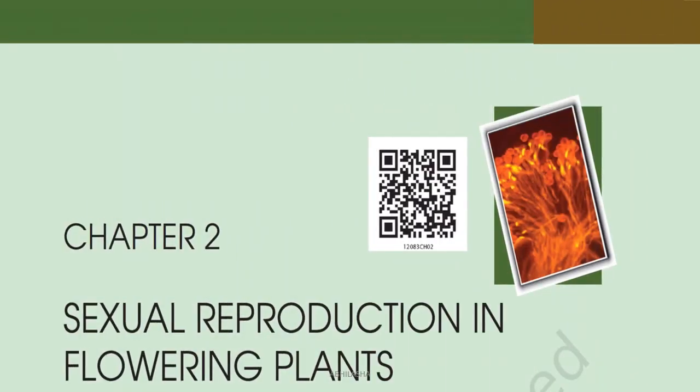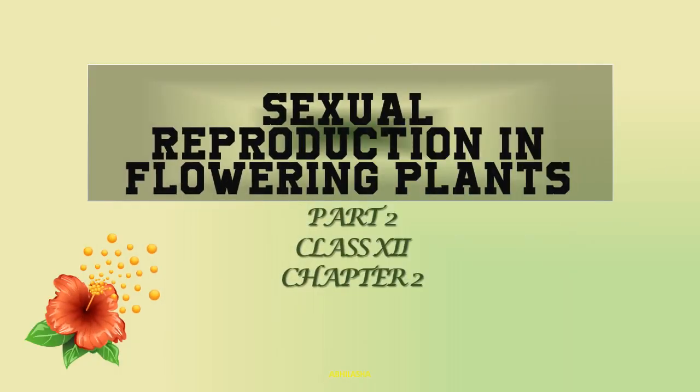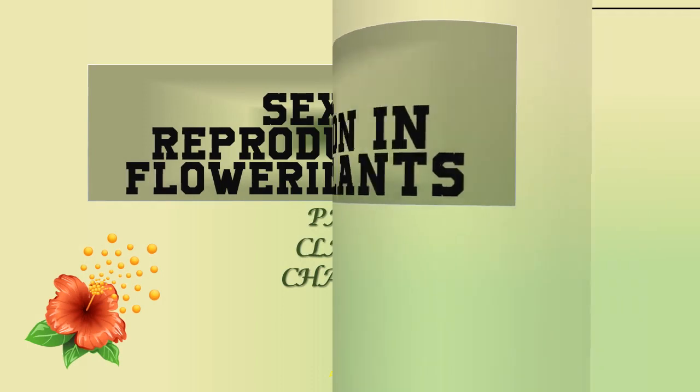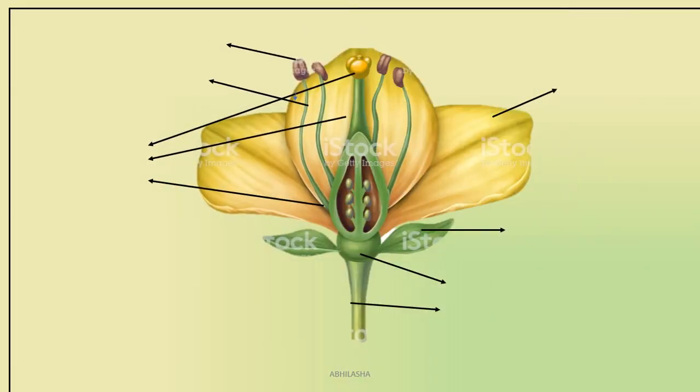Okay, class 12, we'll continue with the second lesson of your NCERT textbook, the sexual reproduction in flowering plants. This is the second class for this chapter. Quick revision. We did structure of flower in previous session.